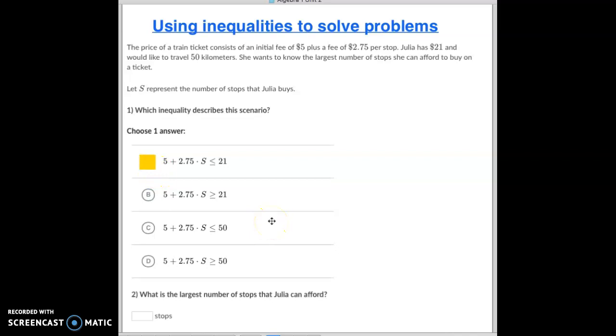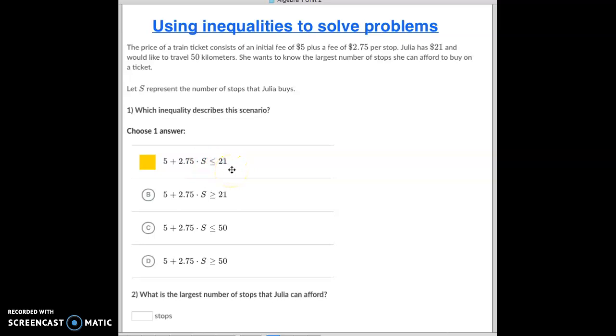Now, once we know that, then we can solve this. So first thing we're going to do is subtract 5 from both sides. We get 2.75s less than or equal to 16. Then we're going to divide, take 16 divided by 2.75.